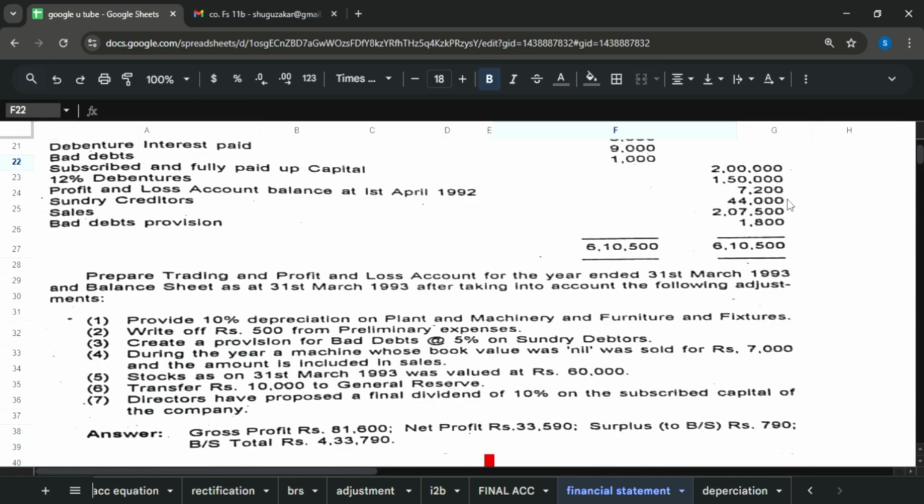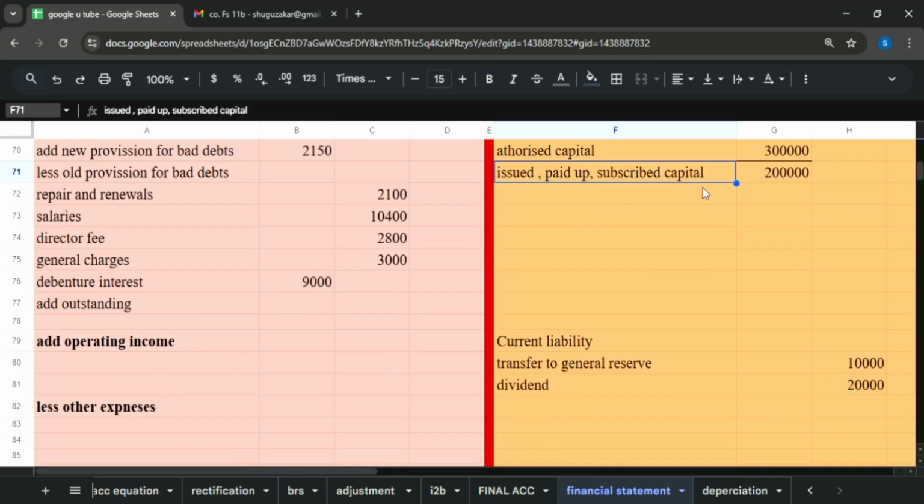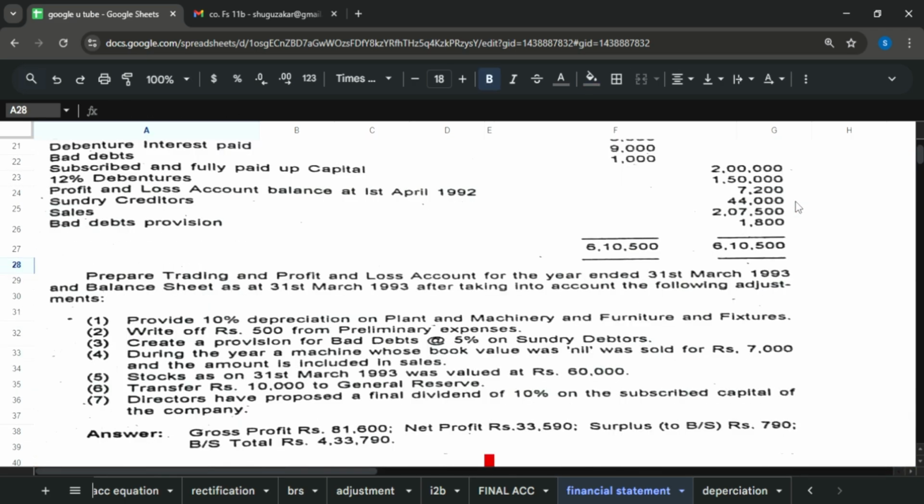Alright guys, after issued capital or subscribed capital, we have 12% debentures. 150,000 is amount. So here we are writing 150,000 for debentures. And now we will go back. Over here we have already reserved a place. Look, 150,000 amount of debentures, and then percentage is mentioned beside debentures, and this percentage is 12%.